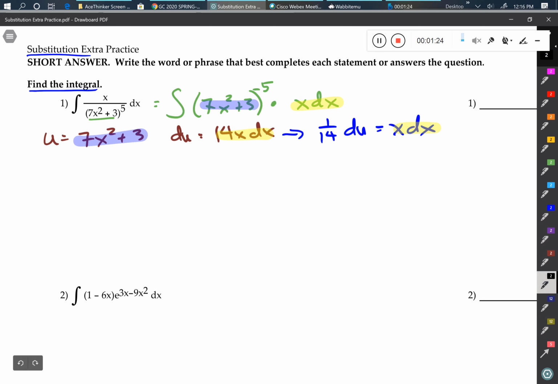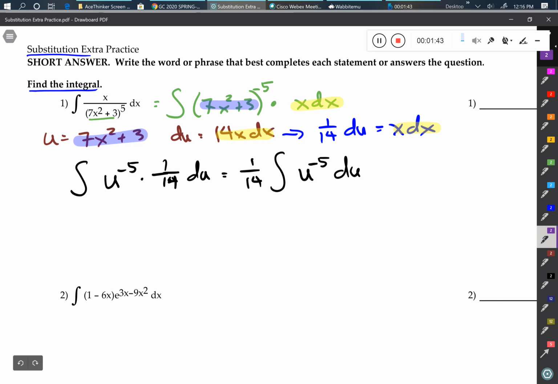Now I'm going to do my substitutions because this now matches. And that's going to give me then the integral of u^(-5) times 1/14 du. The 1/14 will get pulled out in front, so I'm going to have 1/14 times the integral of u^(-5) du. Both things that are supposed to happen with substitution happen. That is, the x is all turned into u's, and the integrand that is left is something I can easily integrate. So let me go ahead and integrate that.